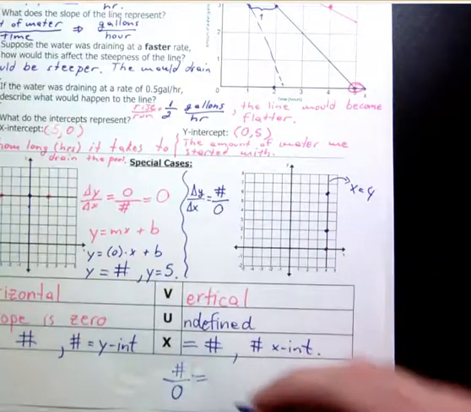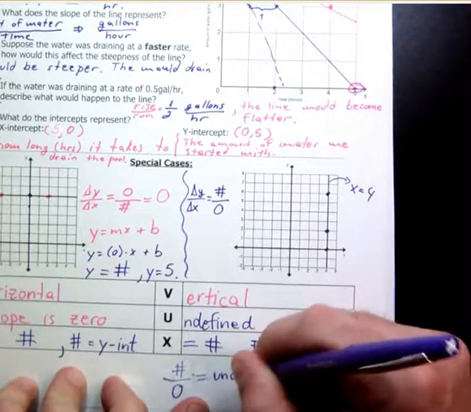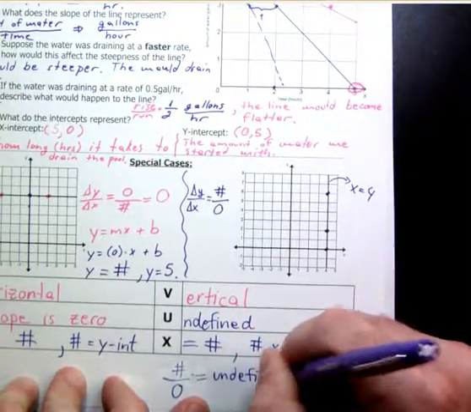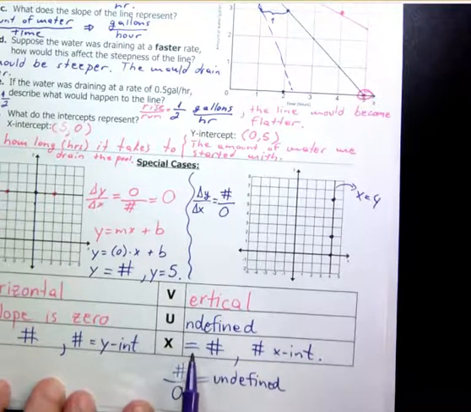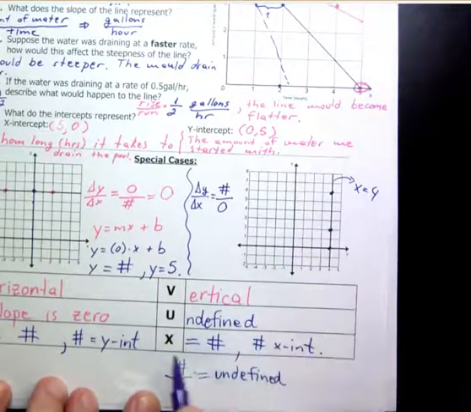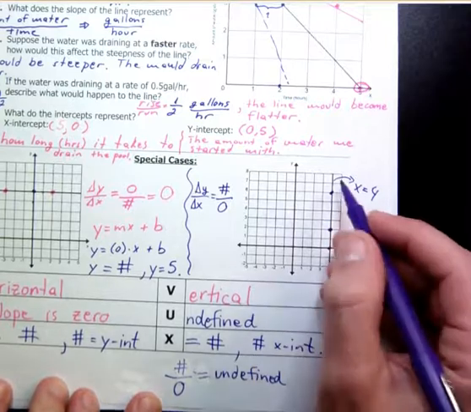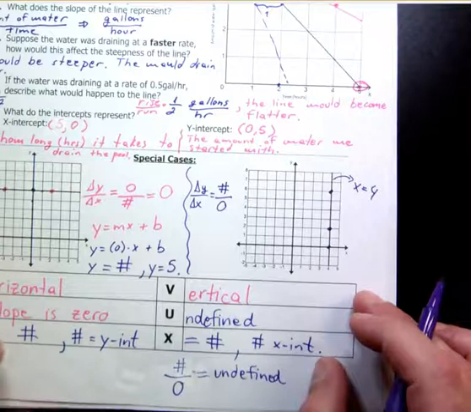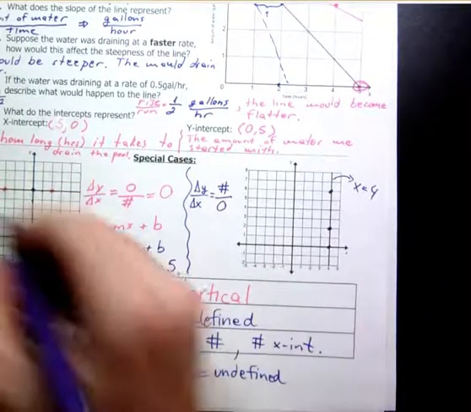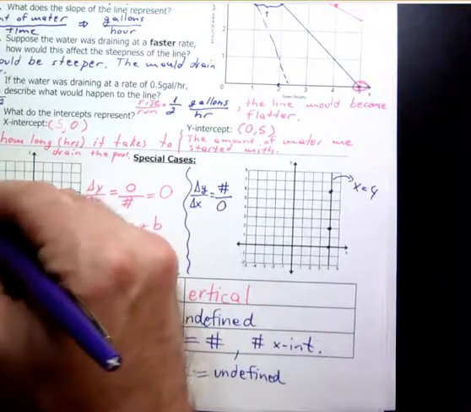So in math, you can't divide by 0. It's called undefined. And we talked about how the equation of this line is going to be x equals a number. And so in this case, the equation is x equals 4. And in this case, as we already wrote it here, this line is y equals 5.